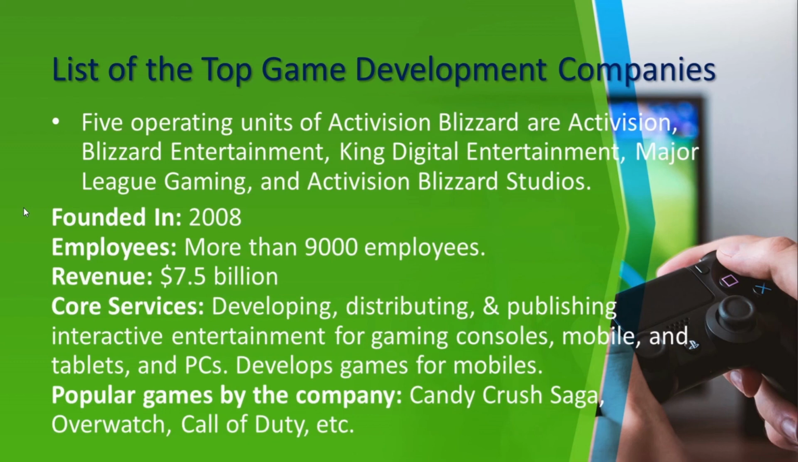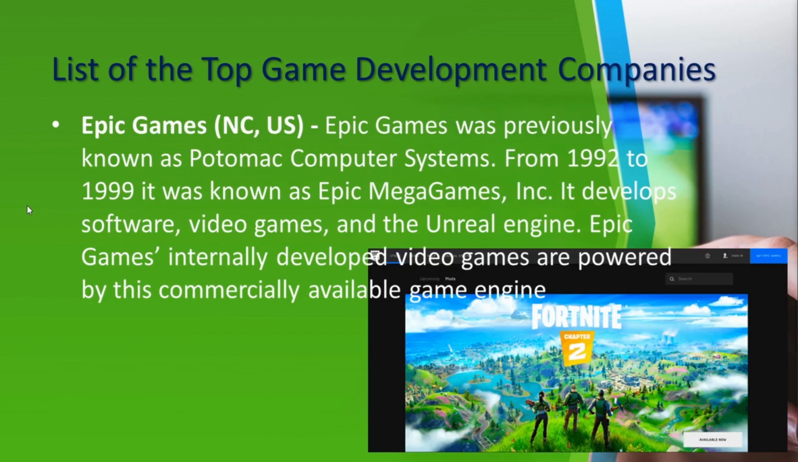The core services of the company will be developing, distributing, and publishing interactive entertainment for gaming consoles, mobile, tablets, and PCs, and developing games for mobiles. So popular games by the company will be Candy Crush Saga, Overwatch, Call of Duty, etc. Next, we have Epic Games.